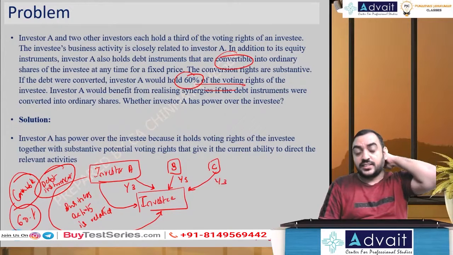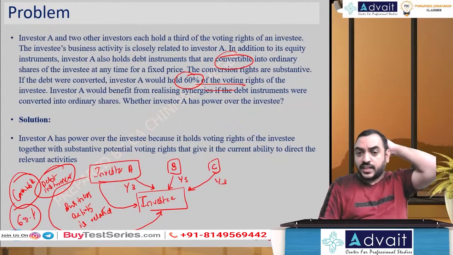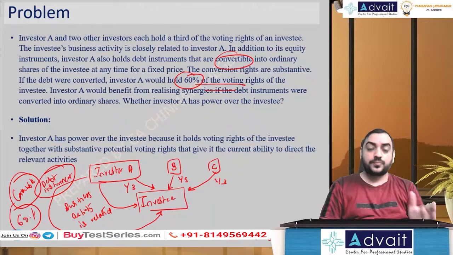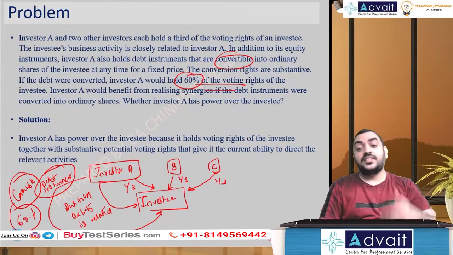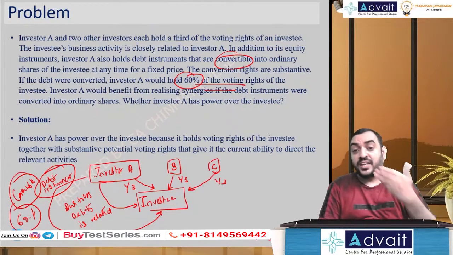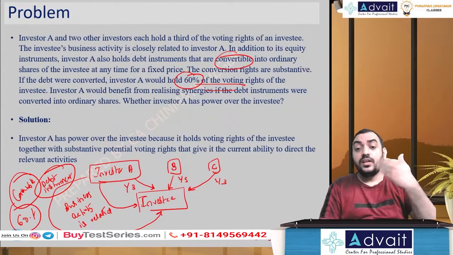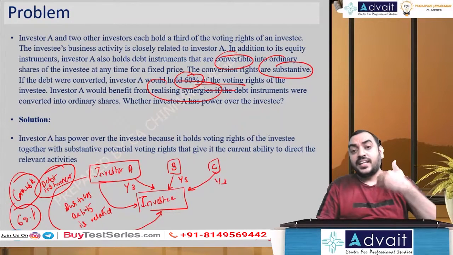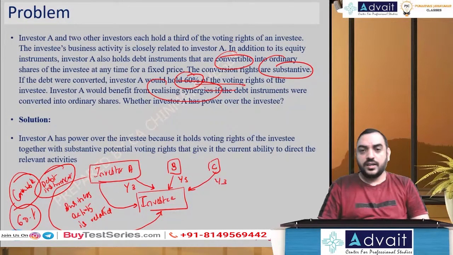Investor A would benefit from realizing the synergy because the business is related. If the debt instruments were converted to ordinary shares, whether A has the power over the investee, the answer is definitely yes. You have an equity instrument, you have a convertible debt instrument, and the business is closely related. So, are you likely to exercise your conversion rights? Yes, you have the benefit of the businesses getting closer. The rights are substantive. That means the exercise price and market price are reasonably close, and it will give you the majority power. And if you get majority power, does it help you? Yes, you can benefit from realizing synergies. So all these circumstances clearly tell you conversion is possible and it is beneficial to you. So we say that you have the power.